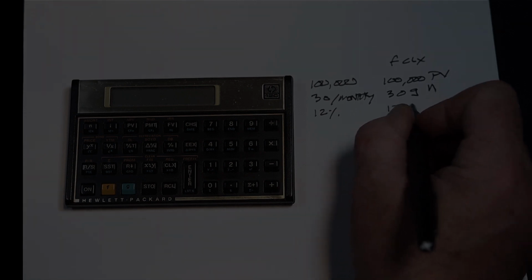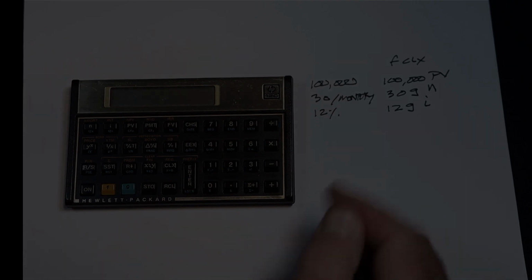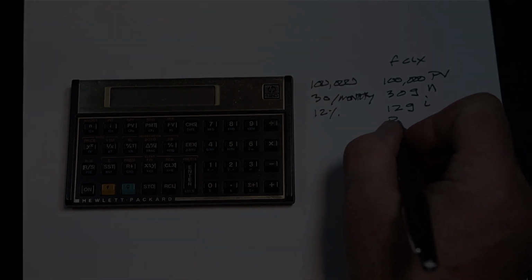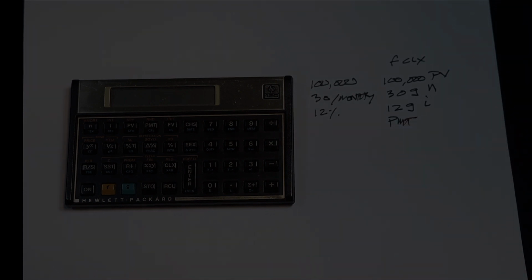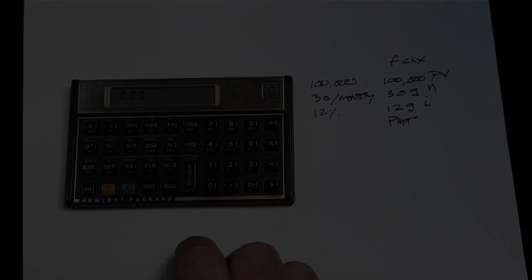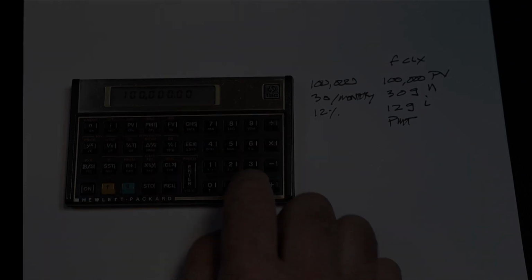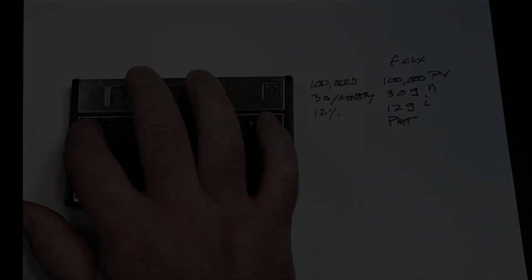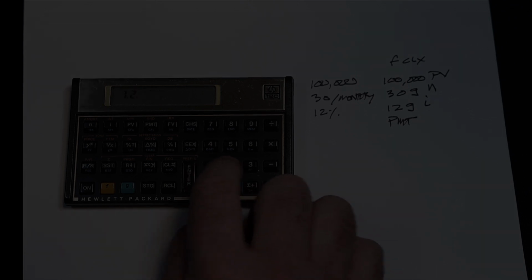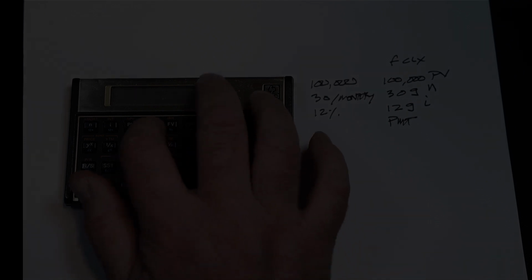Then I'm going to press 12 blue G I. And that's going to divide the 12% by the 12 payments per year, which will effectively give me a 1% per payment interest rate. And my last key press will be PMT to solve for the monthly payment. So I'll turn on my 12C, press FCLX, type in 100,000 PV, 30 blue G N, 12 blue G I, find 3, solve for the fourth. Last key press is PMT.